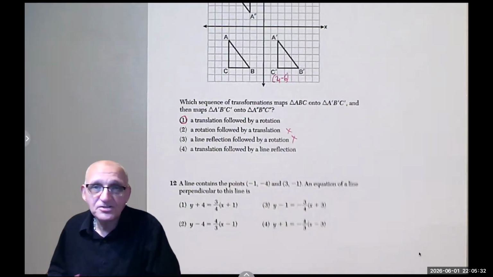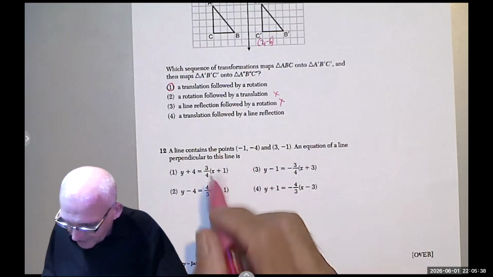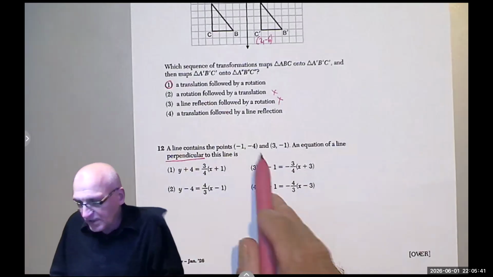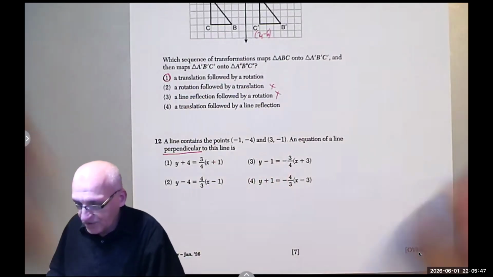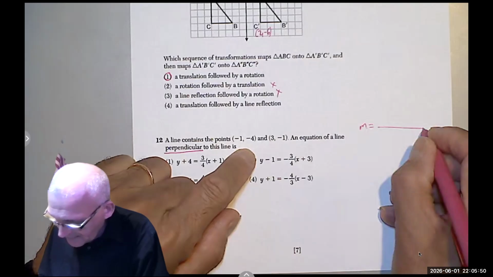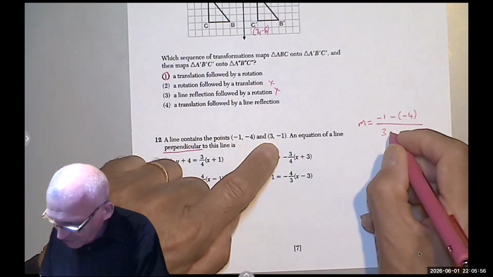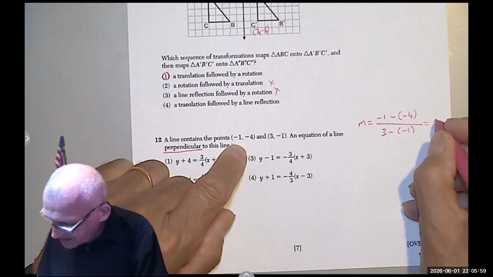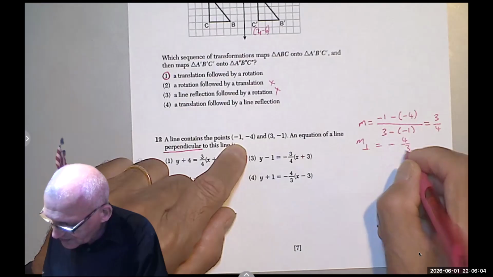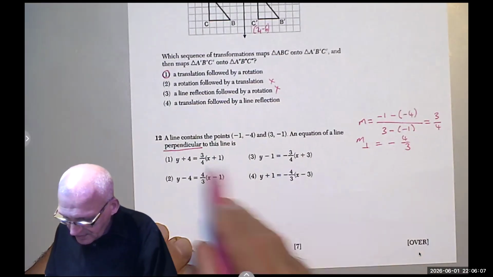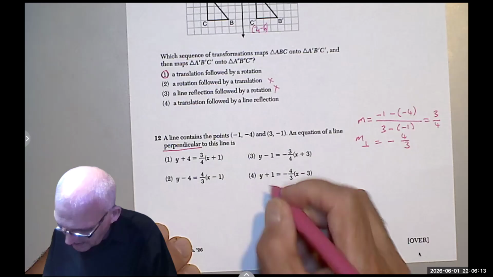It's not reflection. A line contains the points, this and that, and we need an equation of a line perpendicular. So we have to calculate the slope of this line, then take the negative reciprocal of it to find the slope of the normal. The slope here can be, for example, y2 minus y1 divided by x2 minus x1. It's 3/4. So m perpendicular would be -4/3. The slope is not 3/4 or -3/4. It's not 4/3. It is -4/3. So it must be 4.